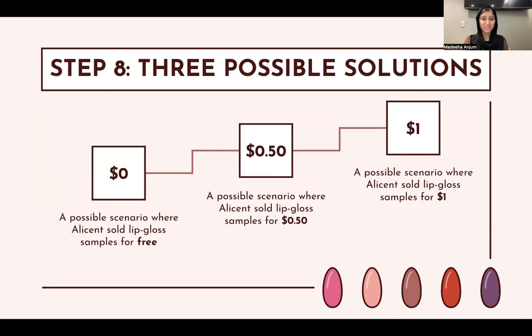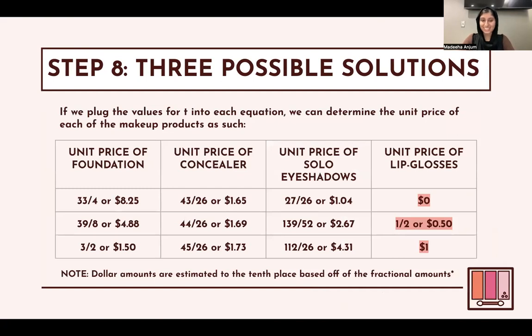Using that restriction, we can come up with 3 possible values for T, which represents the unit price of lip gloss. Here I've outlined 3 possibilities: Allison selling these lip gloss samples for free at $0, for 50 cents, or for $1. By plugging in these values for T in the parameterized form of the solution, we can determine the unit prices of each of the other products as such. I've listed the fractional answers and a rounded unit price for each of the 3 possibilities here.